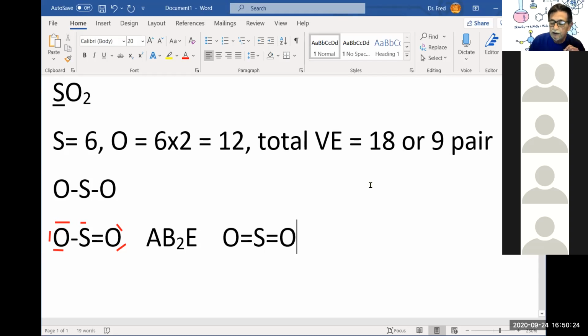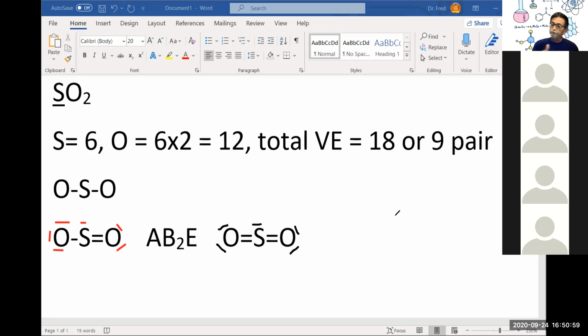We still had 9 pairs, remember. Instead of that, I would have to take the lone pair from one of the left oxygens to make a double bond. So I still have those, that one and that one. Everybody, do I still have 9 pairs in that structure I just drew? Yes. Now look at the octet for the left oxygen.